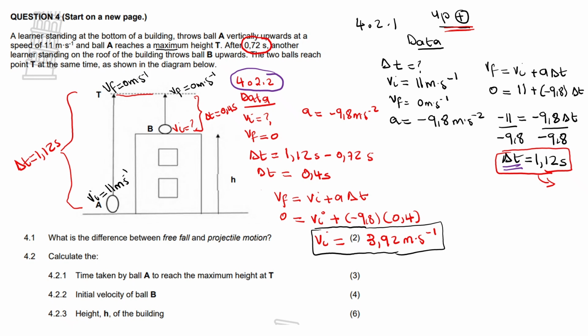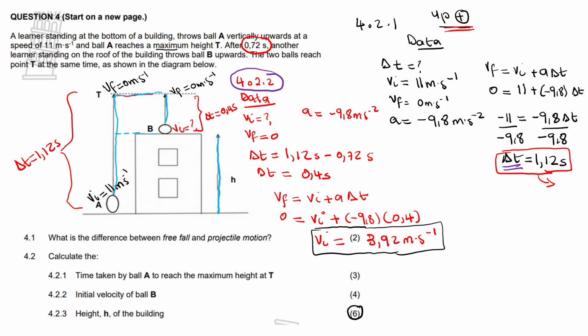So the trick here was to find the time ball B will travel from the rooftop to the maximum height. So now for 6 marks, oh, this is 6 marks and we don't have space to work on that. But let's try and work on the problem. They want us to find the height of the building. So to find this, the height of the building, we can find the height traveled by ball A. Then we can find the height traveled by ball B. Then find the difference between these points.